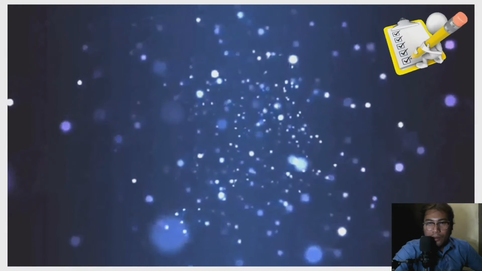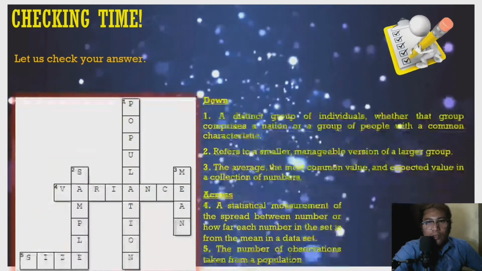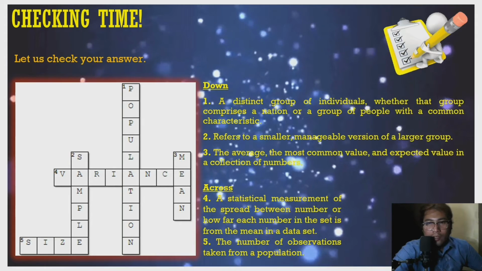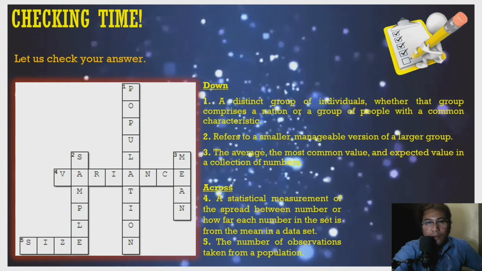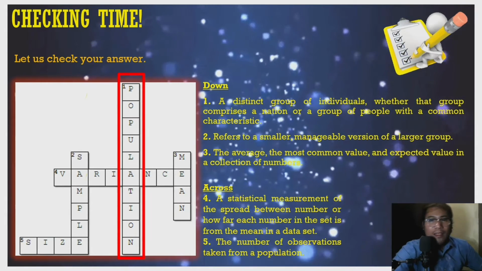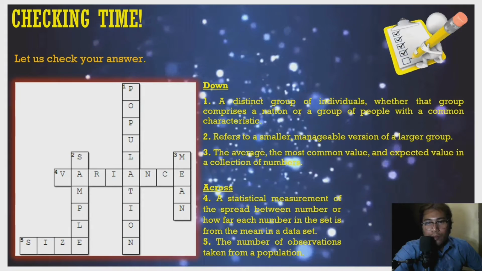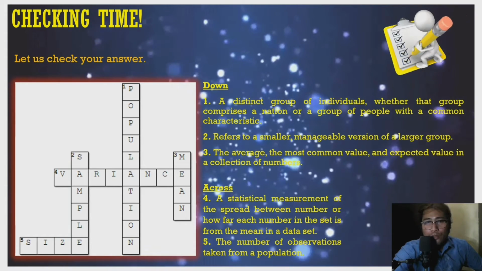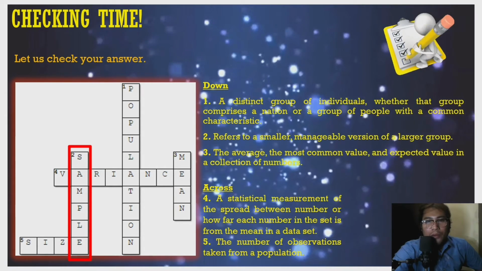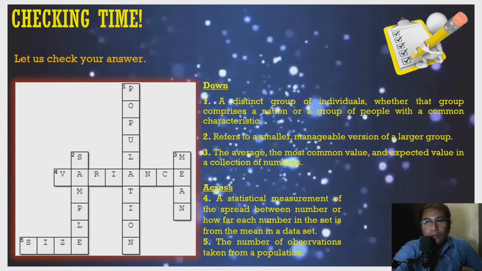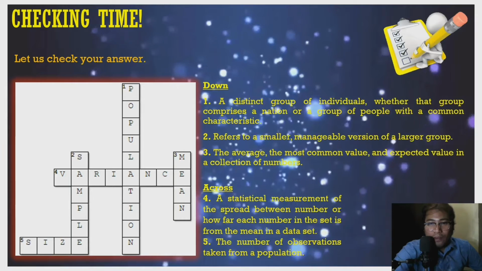I am sure that you are finished solving the crossword puzzle, so let us check your answers. For the down, we have number 1, a distinct group of individuals, whether that group comprises a nation or a group of people with a common characteristic. For number 1, we have population. Number 2, it refers to a smaller, manageable version of a larger group, and that is sample. Number 3, the average, the most common value, and the expected value in a collection of numbers, and that is mean.